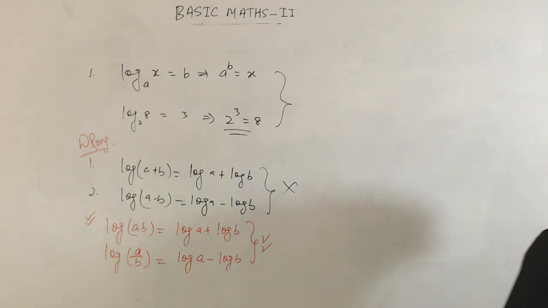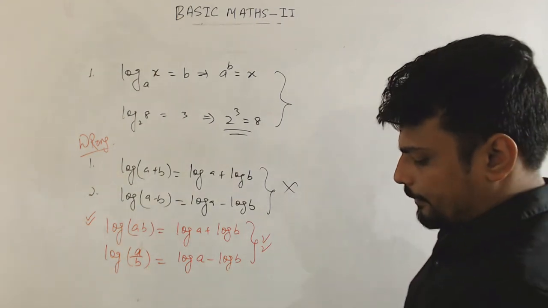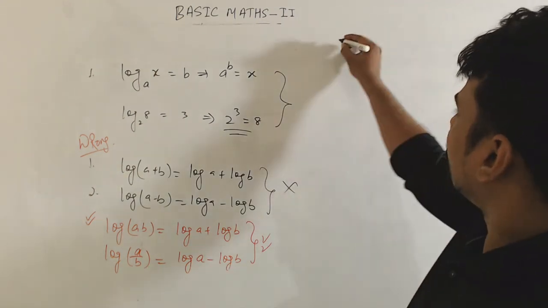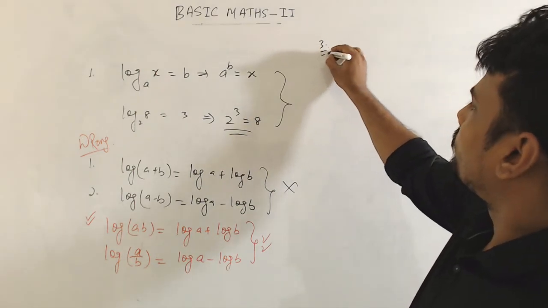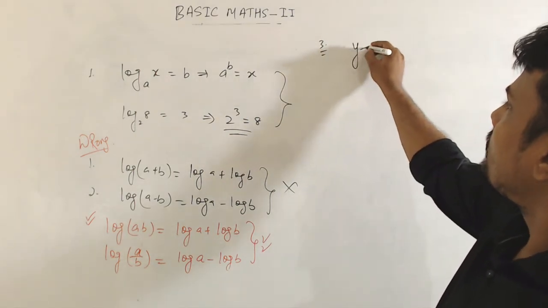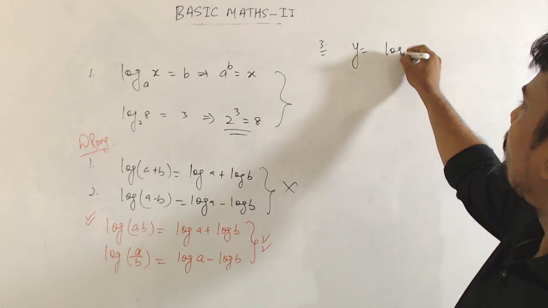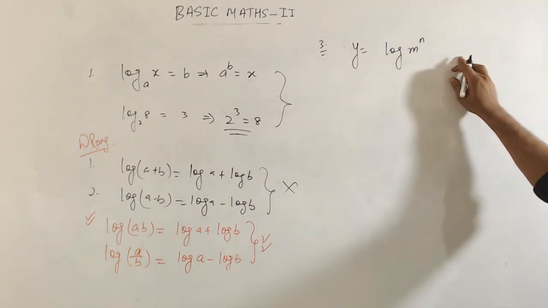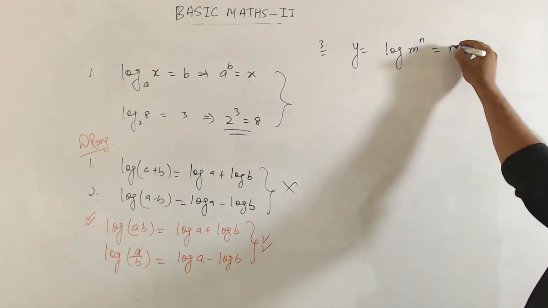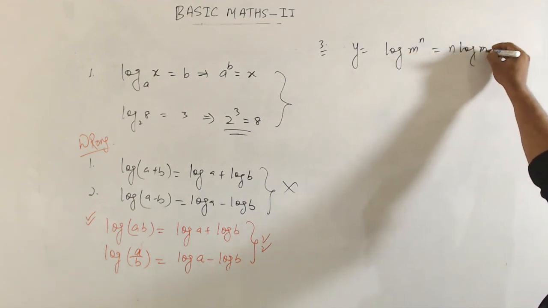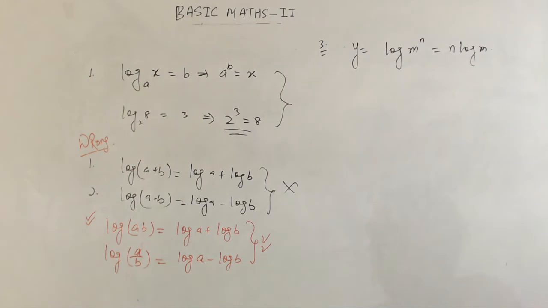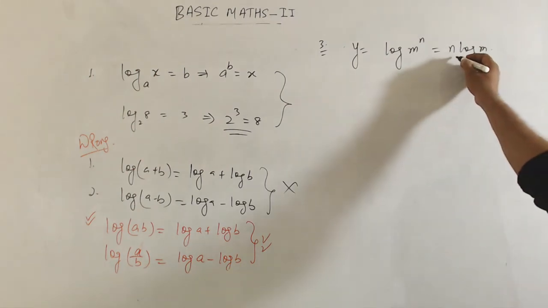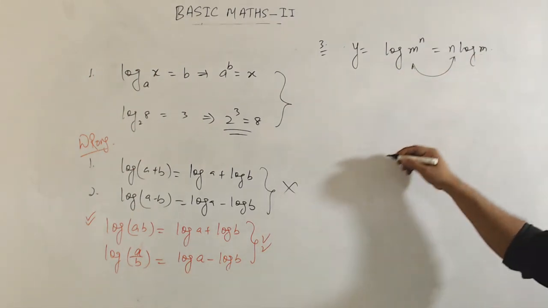Okay, a few more things about the logs that we should be knowing. Maybe rule number 3, I can say. If I have y equals log of m to the power of n, this would be written as n times log of m. This just comes out and it would be written as it is. The vice versa is also true. If you have these two, you can work on it.